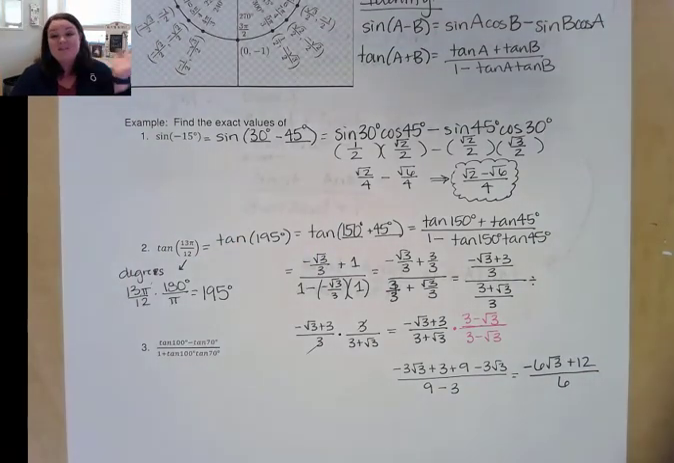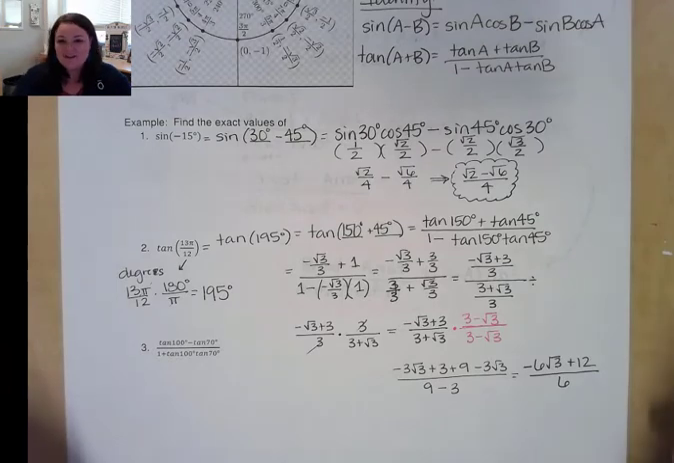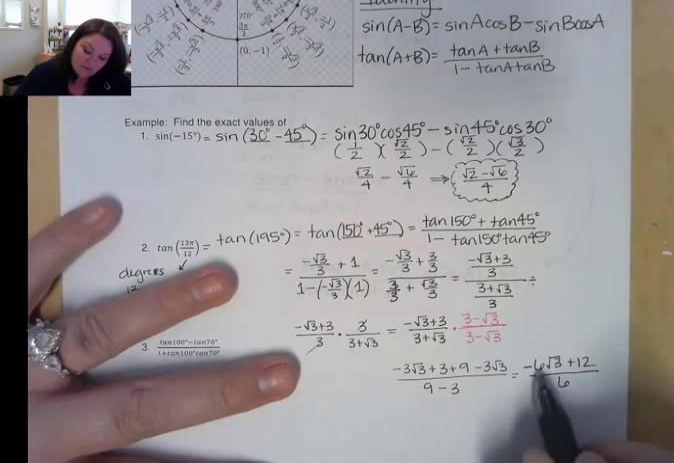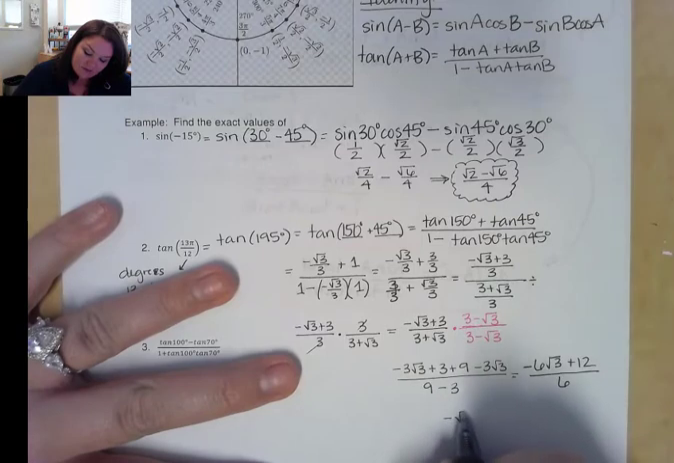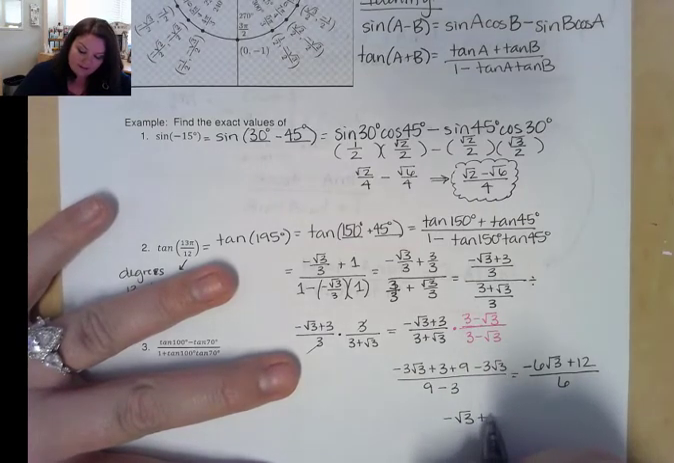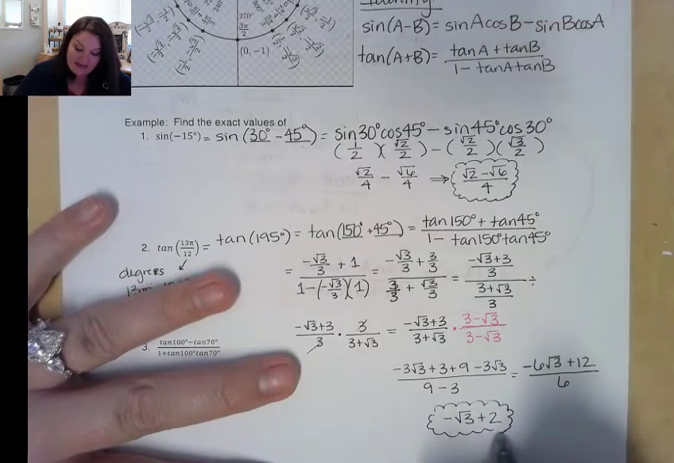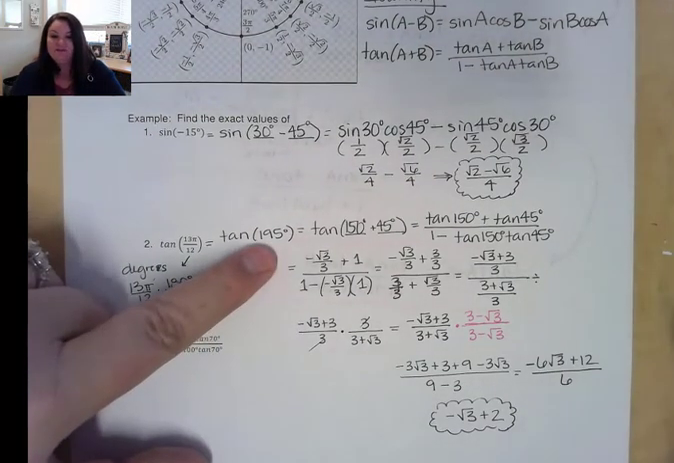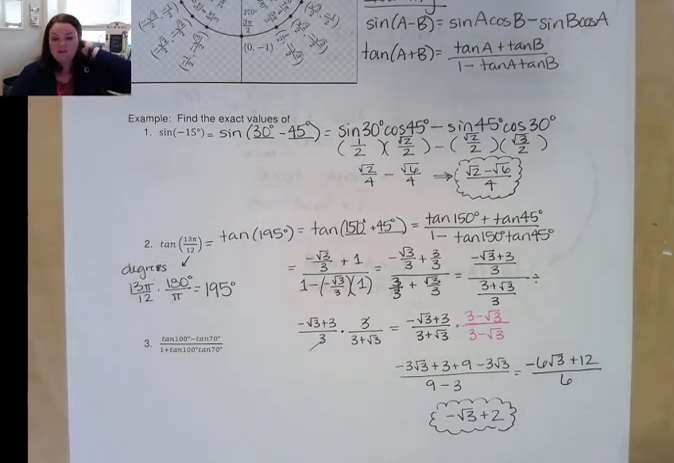Okay, so I have something that doesn't have a radical in the denominator, thank goodness. And then I just want to make sure it's completely simplified. Since both terms are divisible by 6, I'm going to go ahead and reduce this. If I reduce this one by 6, I get negative square root of 3. If I reduce 12 by 6, I get a positive 2. So this is the tangent value for 13 pi over 12, or 195 degrees.